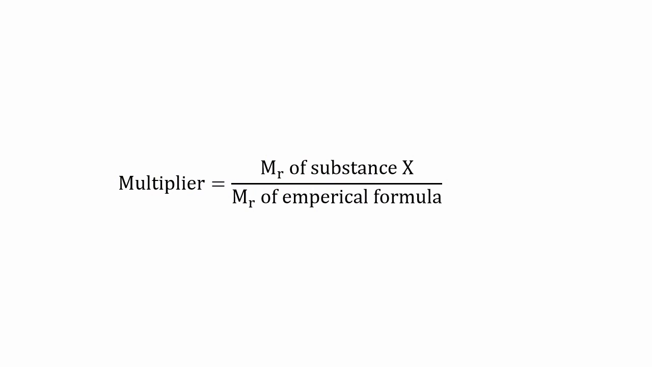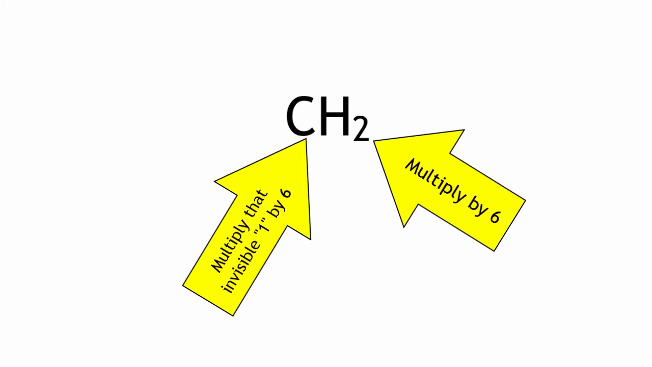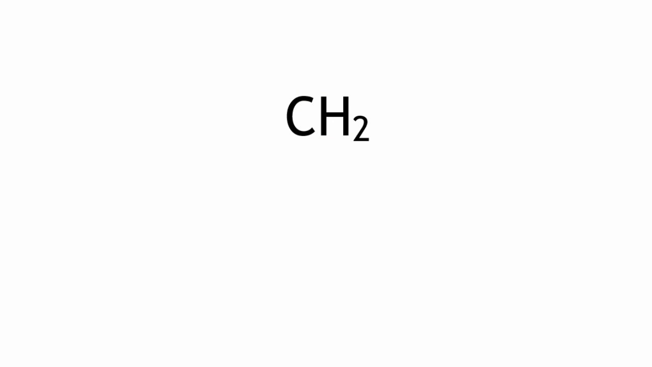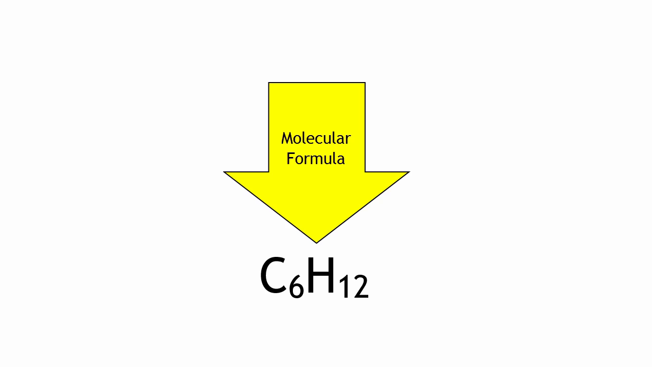So what you would do is divide this MR value of substance X by the MR of the empirical formula you just found. The MR of that empirical formula will be 14. 84 divided by 14 is 6. And so you take that 6 and multiply every number of atoms in the empirical formula by it. So rather than having 1 carbon, there will be 6 carbons, and rather than having 2 hydrogen, there will be 12 hydrogen, and that would be the molecular formula. So for substance X, which has an empirical formula of CH2, it has a molecular formula of C6H12.